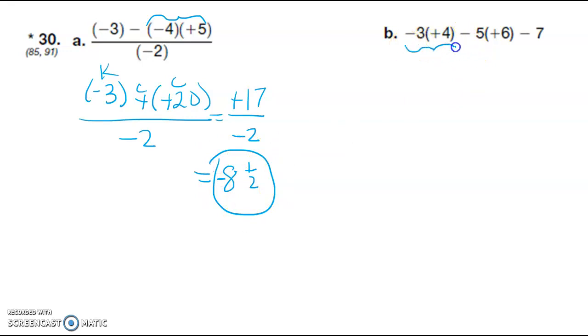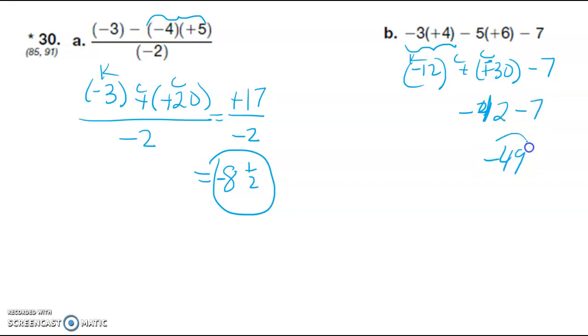Okay. Over here, negative times a positive gives me a negative 12. Minus 5, that's going to be a positive 30. Minus 7. So this is a keep, change situation here. We get negative 42. Minus 7 is negative 49.